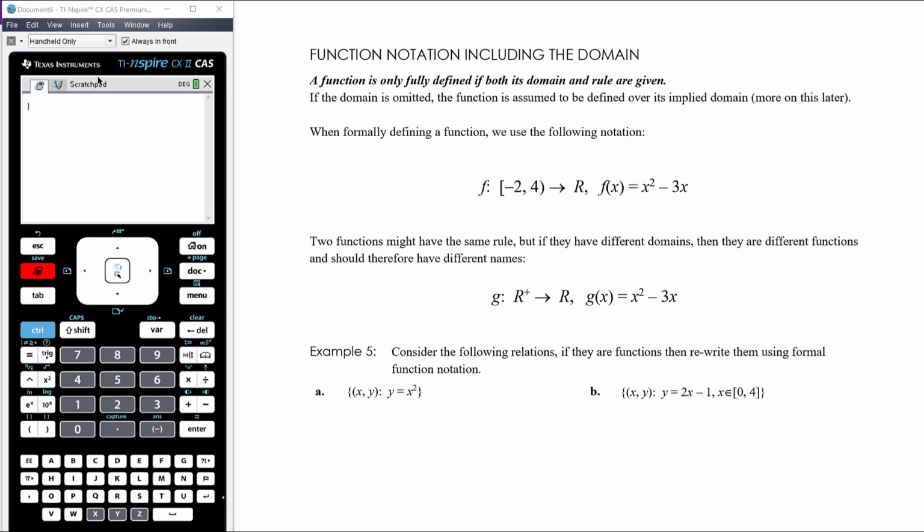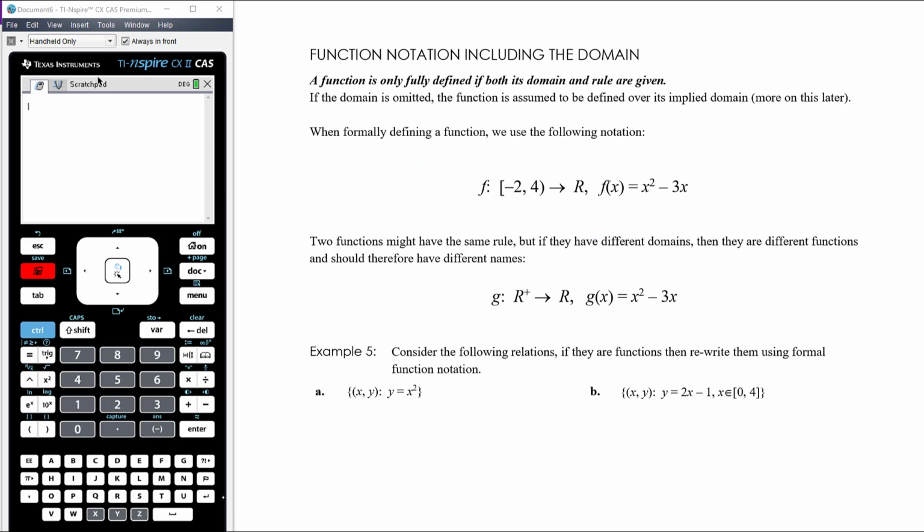I referred yesterday to something called the implied domain, which is what would happen. But technically, in full formal function notation, we would always give a rule and a domain. And we do that using this particular notation. There's a number of parts to this, and really only 2 of them are particularly important. So let's work our way through the parts. I'm looking at this section in here.